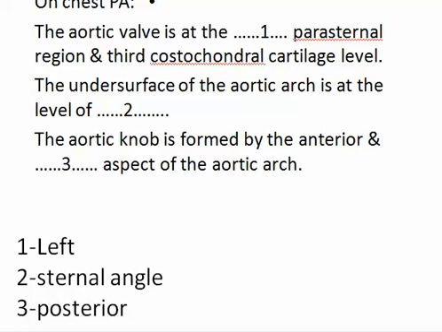So in the chest PA, the aortic valve is at the left parasternal region and at the level of the third costochondral cartilage. The undersurface of the aortic arch is at the level of the sternal angle. The aortic knob is formed by the anterior and posterior aspect of the aortic arch.